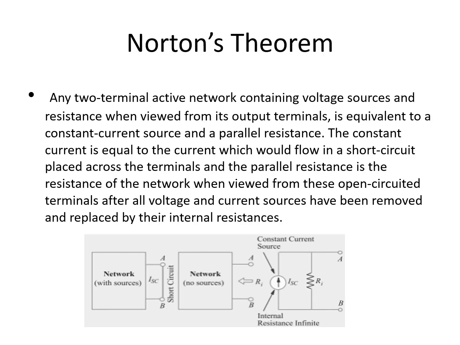Okay, so let's now go to Norton's theorem. Norton's theorem is an alternative to Thevenin's theorem. It says here: any two-terminal active network containing voltage sources and resistance, when viewed from its output terminals, is equivalent to a constant current source and a parallel resistance. So for example, you have here networks with several sources, one or more sources. It can either be a voltage source or a current source.